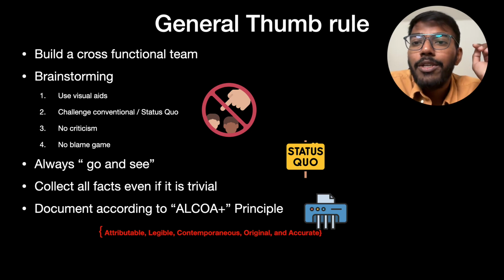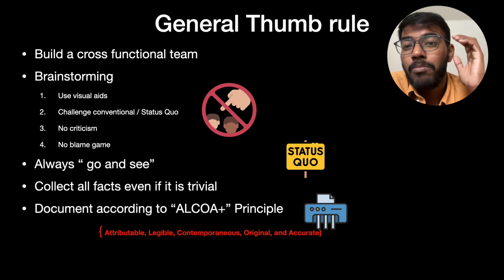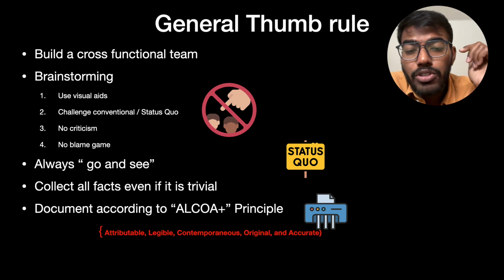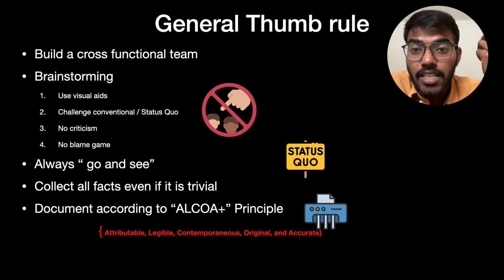And you need to have a good brainstorming session, with usage of visual aids like a process map and a fishbone diagram. You need to do a good brainstorm, and these two are the most important rules of thumb in any investigation. The first is you should not criticize, and it's always about challenging conventional thinking. In other words, we call it challenging the status quo.